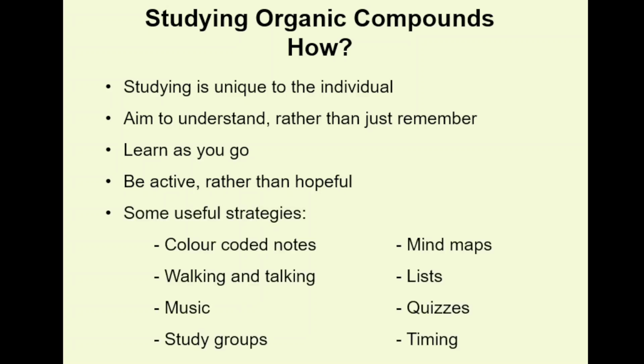And I mentioned in the first point there that studying is unique to the individual, and there are loads of different ways that you can approach learning this stuff. So some of the things that I've seen working for students over the years are writing your notes in a color-coded way. So this might be through the use of highlighters. Everything that you're writing about carbohydrates, you might highlight in one color. Everything in proteins, you'll highlight in a different color.